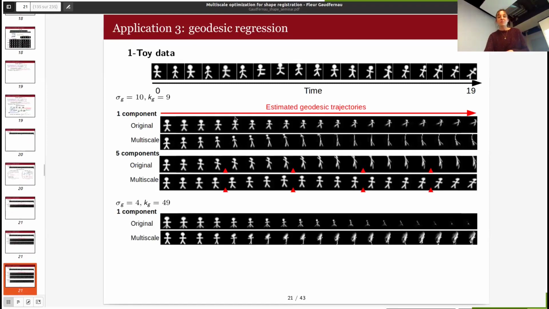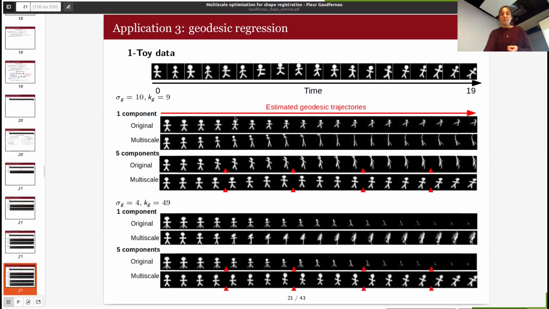Now, if we take a smaller kernel, we have very similar results. We still have very erroneous trajectories estimated when we use the 1-component regression. In contrast, if we use the 5-component regression, we see that the multiscale algorithm is still capable of estimating quite accurate trajectories, which is a very encouraging result.